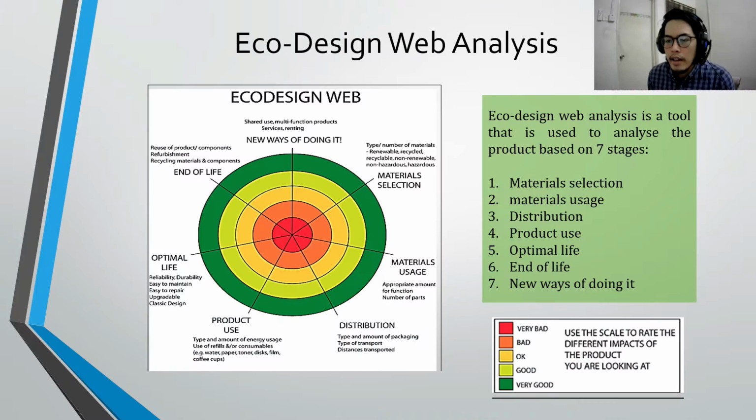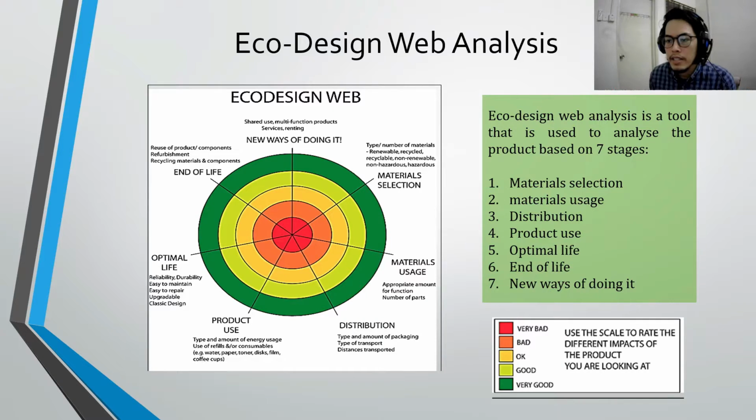Eco-web design analysis is a tool that is used to analyze the product based on 7 stages: material selection, material usage, distribution, product use, optimal life, end of life, and new way of doing it. There are 5 indicators of this eco-web design: very bad, bad, okay, good, very good.